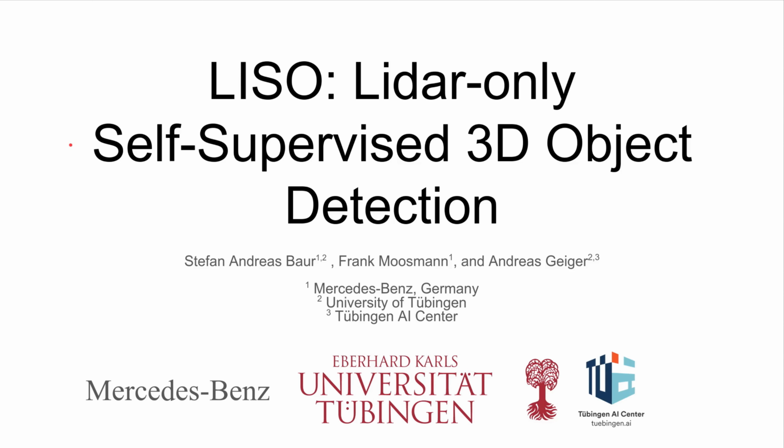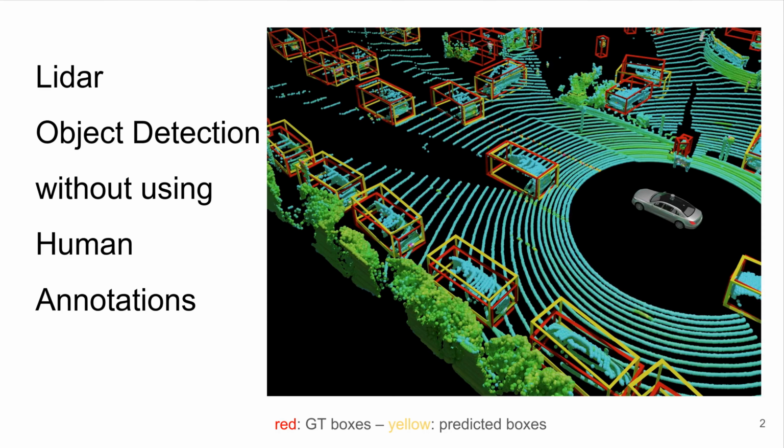Hi, I'm Stefan, and it is my pleasure to present to you LISO, a new method for LiDAR-only self-supervised 3D object detection. As the title already suggests, the goal of this work is to detect 3D bounding boxes in LiDAR data using no human annotations.